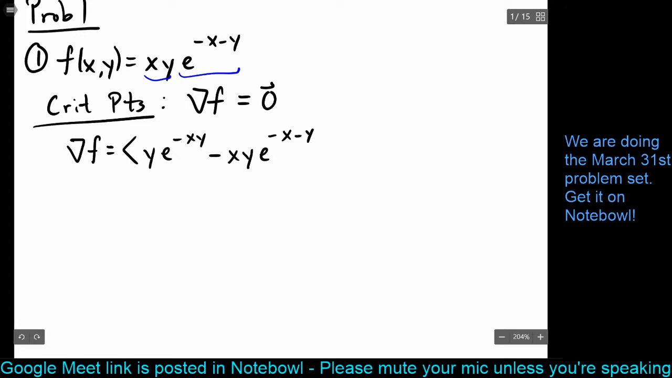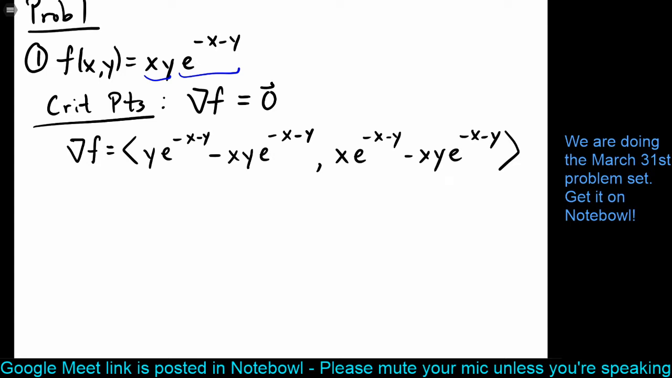All right, so that's the derivative with respect to x. And with respect to y, it's going to look pretty similar. Minus x minus y minus xy e to the minus x minus y. All right, so this will be our derivative, or our gradient. And this is what we want to set equal to the 0 vector. So set this equal to 0, 0.